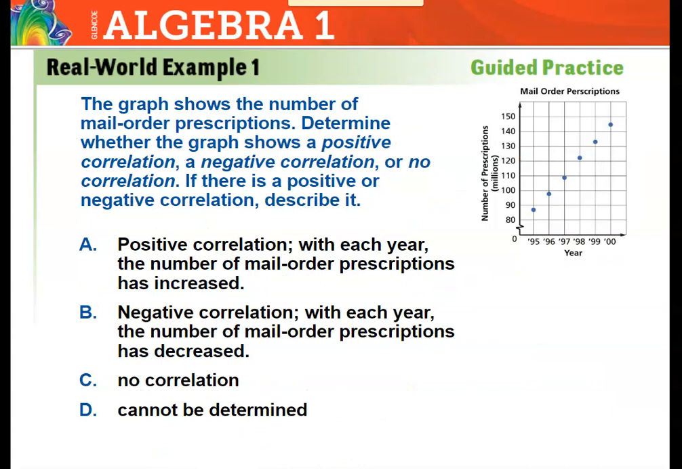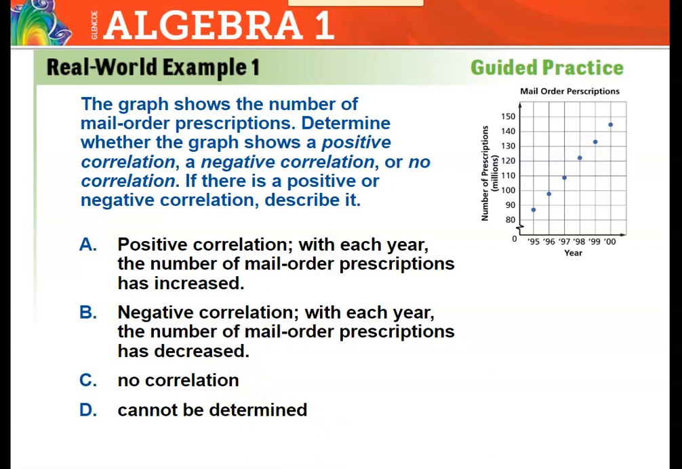Okay, take a look at a real world example at this next example. The graph shows the number of mail order prescriptions. Determine whether the graph shows a positive correlation, a negative correlation, or no correlation. If there is a positive or negative correlation, describe it.